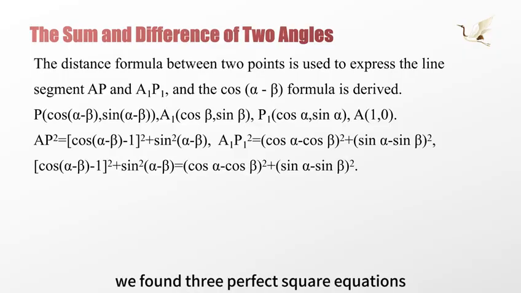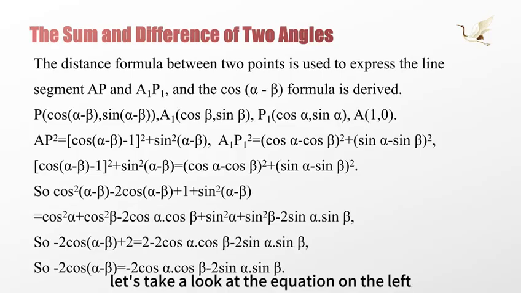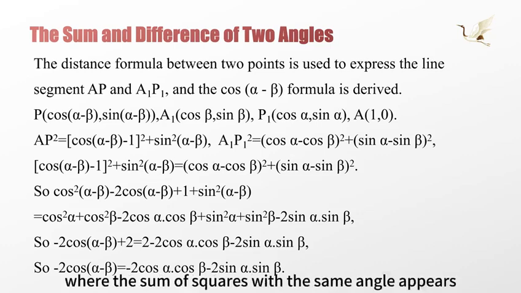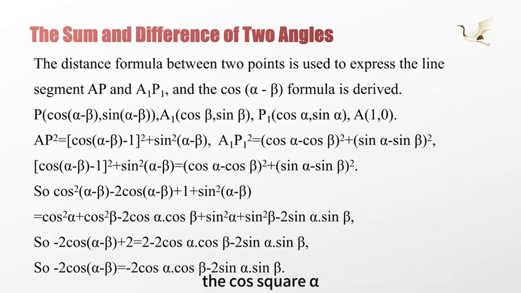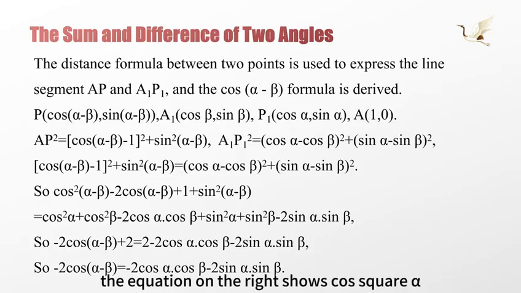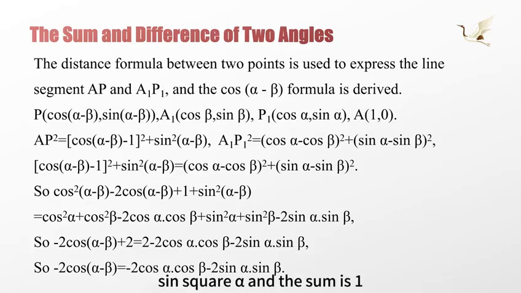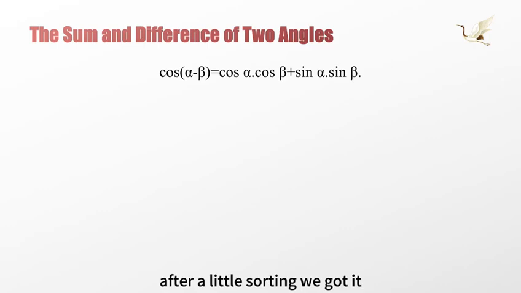In such an equation, we found three perfect square expressions, and we expanded and organized them. Let's take a look at the left side, where the sum of squares with the same angle appears. The cosine squared of alpha minus beta and the sine squared of alpha minus beta add up to 1. On the right side, cosine squared alpha and sine squared alpha sum to 1. The sum of cosine squared beta and sine squared beta is also 1. So the equation is organized as negative 2 times cosine of alpha minus beta plus 2, equal to 2 minus 2 times cosine alpha cosine beta minus 2 times sine alpha sine beta. After a little sorting, we get it.